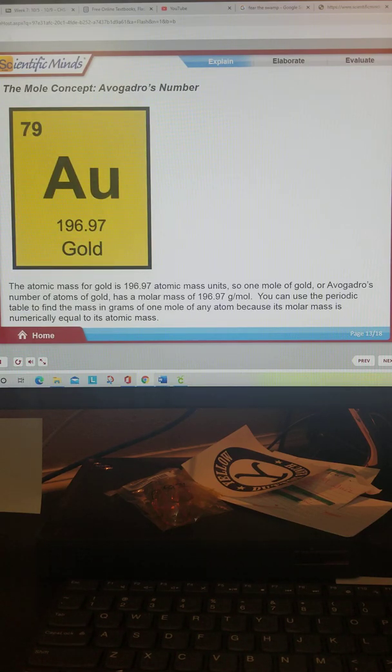The atomic mass for gold is 196.97 atomic mass units. So 1 mole of gold, or Avogadro's number of atoms of gold, has a molar mass of 196.97 grams per mole. You can use the periodic table to find the mass in grams of 1 mole of any atom, because its molar mass is numerically equal to its atomic mass.